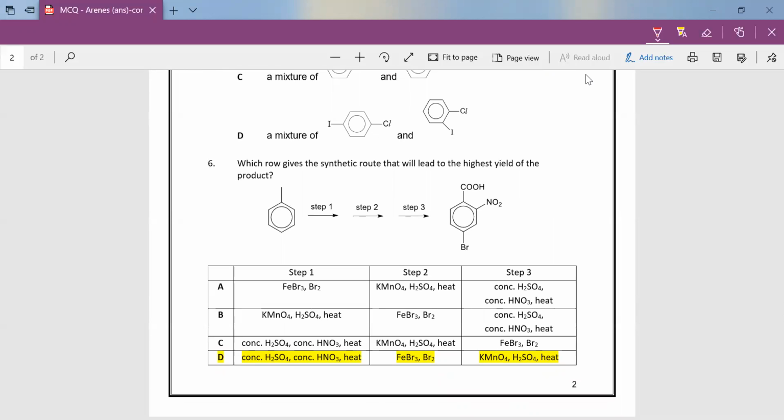Okay, last question. Which row gives the synthetic route that will lead to the highest yield of the product? Right, so step 1 says that you actually do a nitration. So that will give you a NO2 here. And then followed by a bromination. We'll add in a Br here. And then the last step is to oxidize this to a carboxylic acid. Okay, so all the steps 1, 2, 3 actually follow our directing effects to give the major product as the yield.